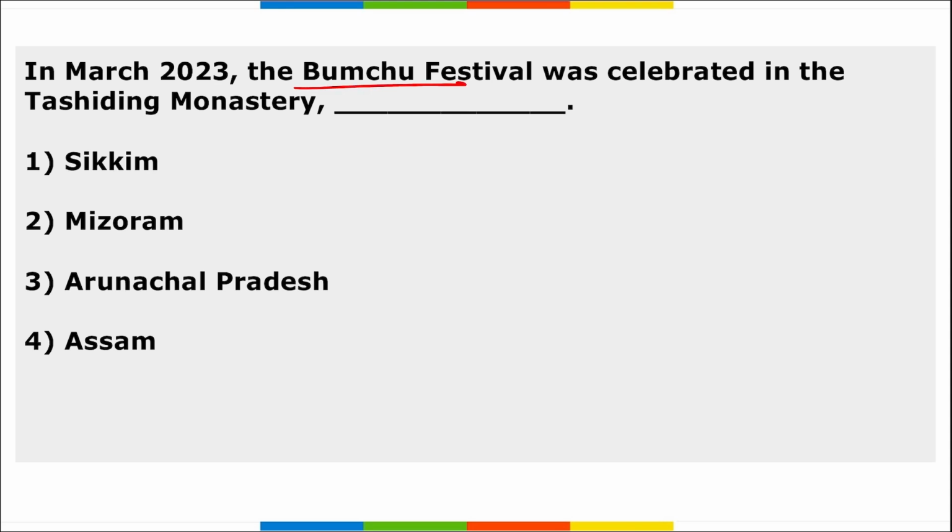Right. Next is Bumchu Festival. Bumchu Festival was celebrated in the Tashiding Monastery, which is located in Sikkim. So Bumchu Festival is celebrated in Sikkim. Mark this, right?